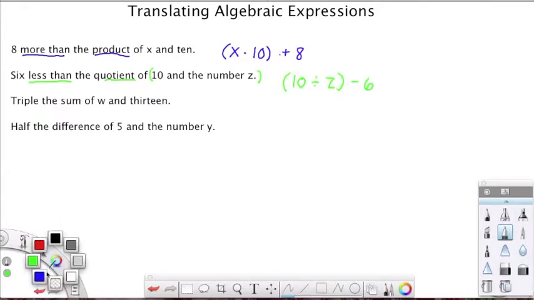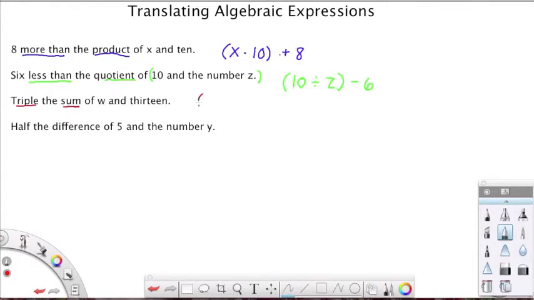Let's change our color again. Let's try blue. Oh, I already did blue. Let's do red. Okay, keywords. Well, first let's read it. Triple the sum of w and 13. Well, we have sum and we have triple. Okay, got to think about this. Sum, when you hear sum, you want to think addition. More specifically, it's the answer to an addition problem. What are we adding? We're adding w and 13. It says the sum of w and 13.